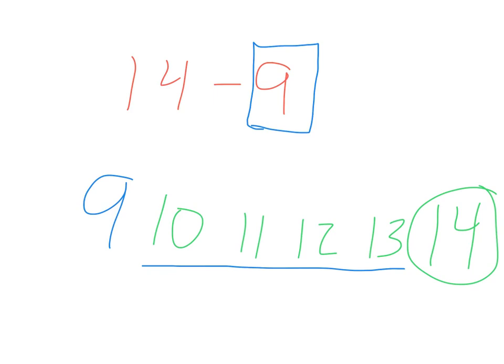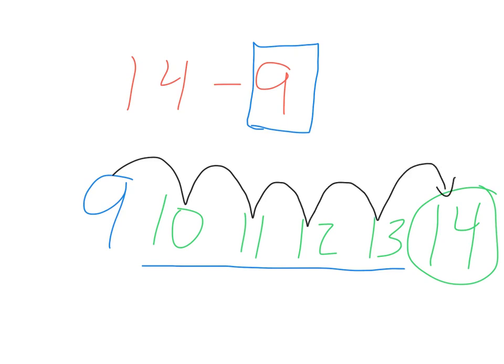13. Now I'm going to count how many jumps it takes for me to get from 9 to 14. So 1, 2, 3, 4, 5. It took me 5 jumps. So from 9 to 14, or 14 minus 9 is 5. So we start at the smaller number, we count up to get to the bigger number. So let's look at another one.